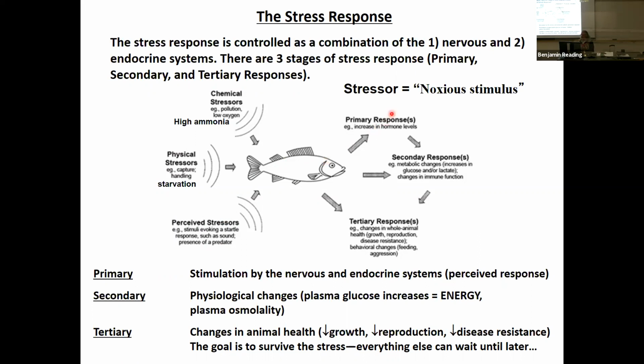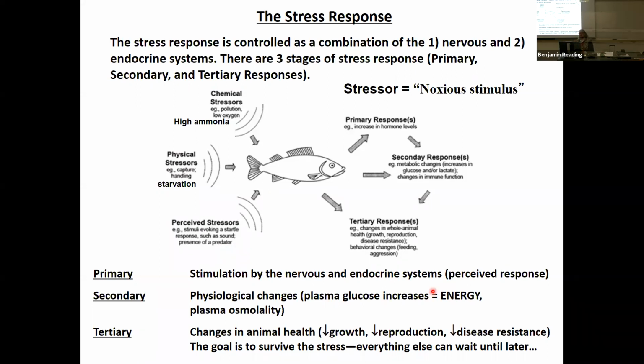Then the secondary stress occurs. Secondary response includes things like physiological changes. If we are trying to outrun a predator or outswim a predator, we need blood glucose. We need to get glucose to our muscle. We need to get energy to our muscles to swim away. So we might see an increase in blood glucose, for instance. That means that we've got more energy going out. We might see the fish is now swimming and it's actively swimming away.